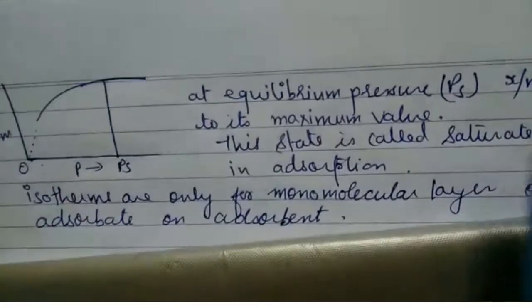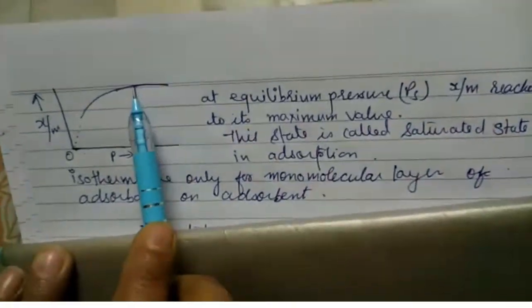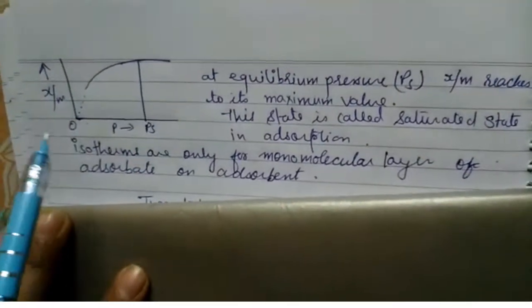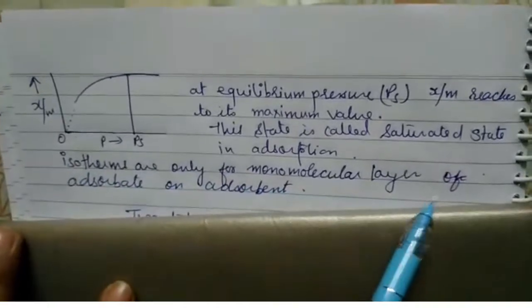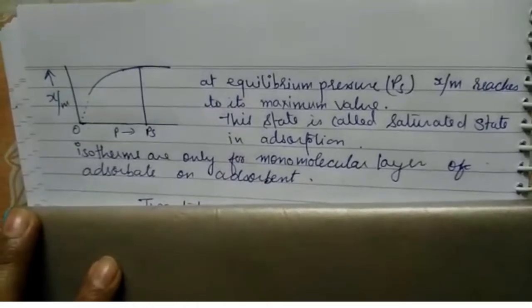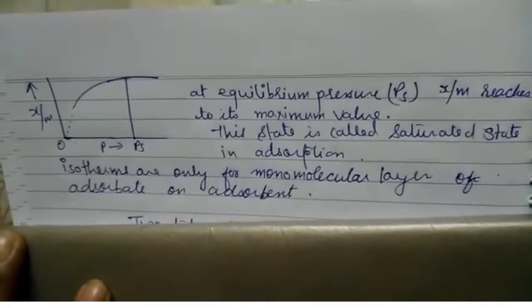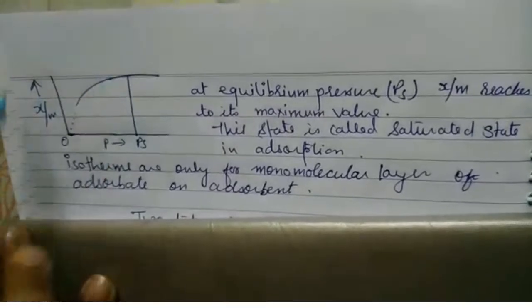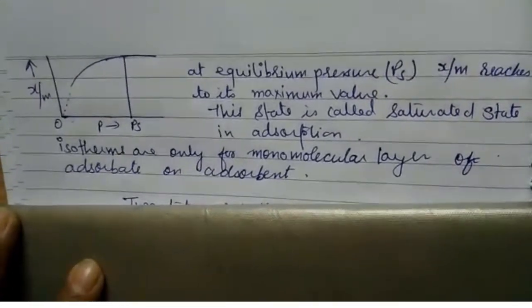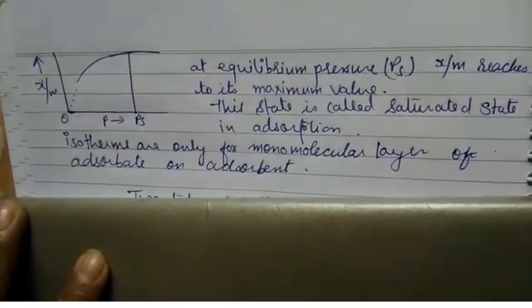This is the plot for isotherms. At equilibrium pressure Ps, x/m reaches its maximum value. This state is called the saturated state in adsorption. Isotherms are only for the monomolecular layer of adsorbate on adsorbent. I have told you how the monomolecular layer is formed on solid surfaces. So this graph has been obtained, which is your isotherm. Again repeating, we have kept the temperature constant here because on increasing the temperature, the desorption process will take place.